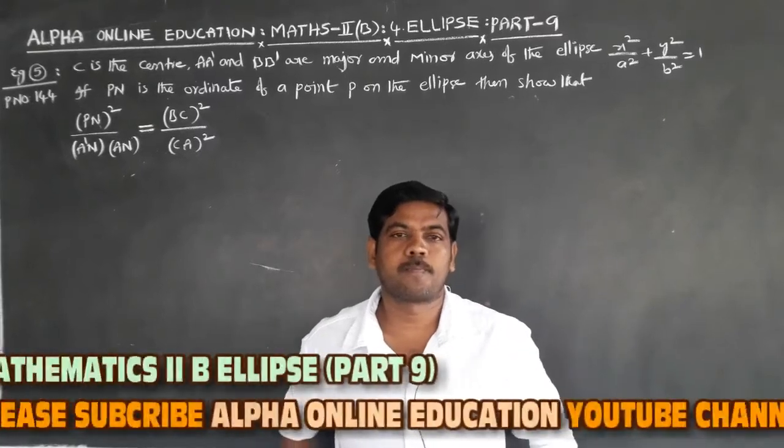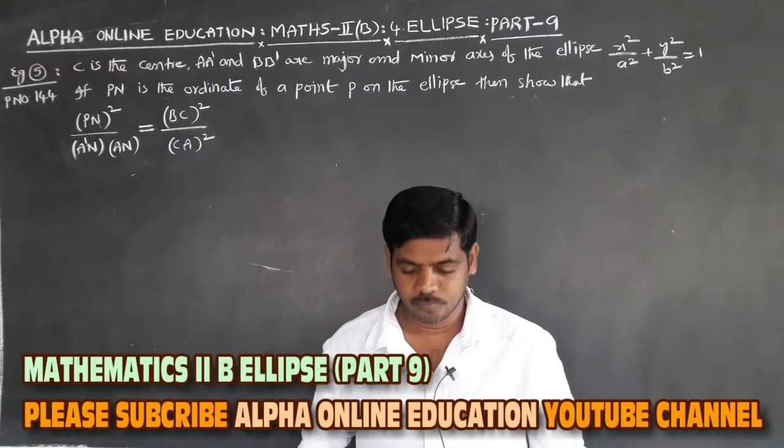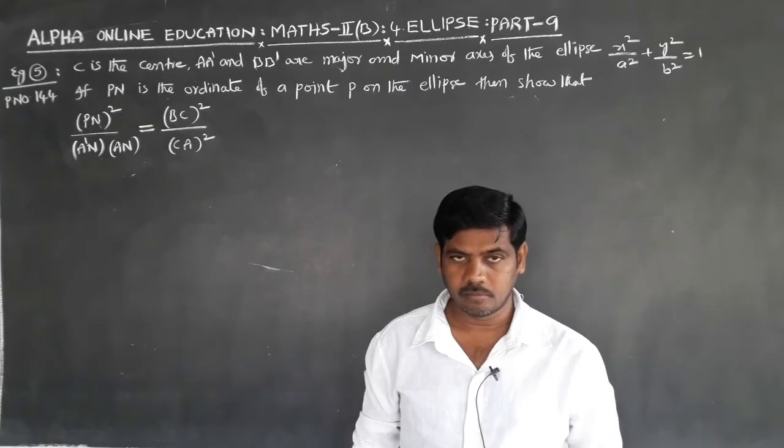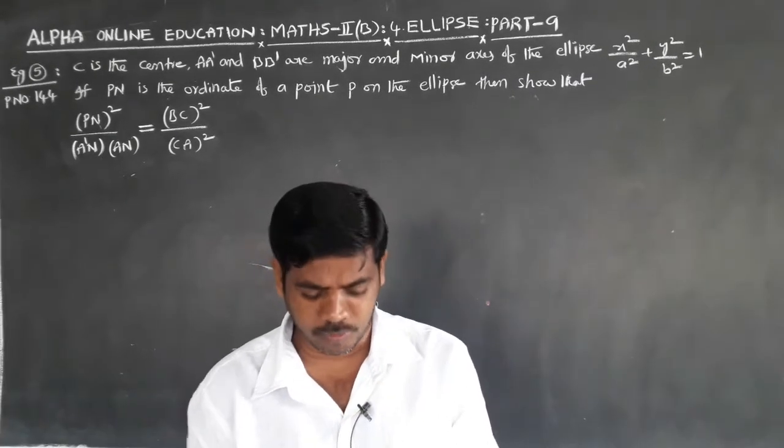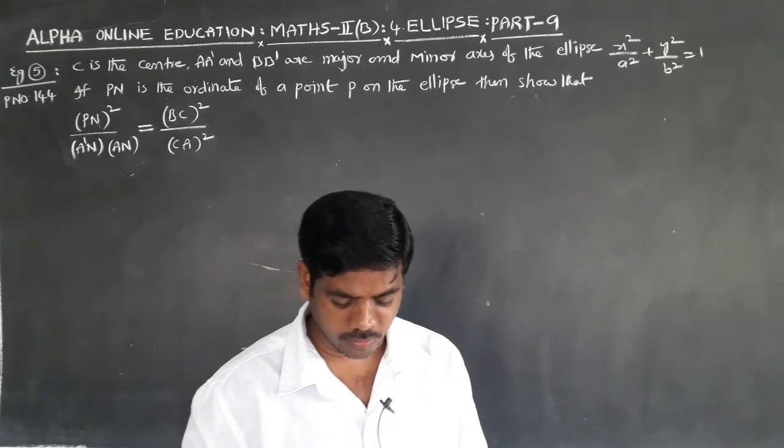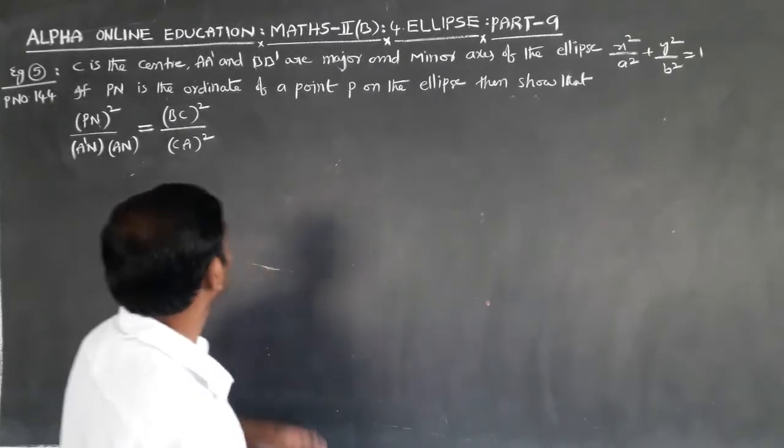Solve two problems from Mathematics 2B, fourth chapter, Ellipse. First one is Example number 5, page number 144.